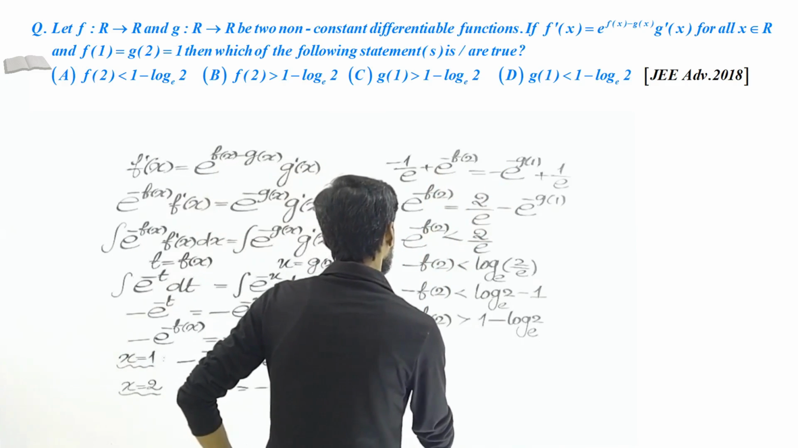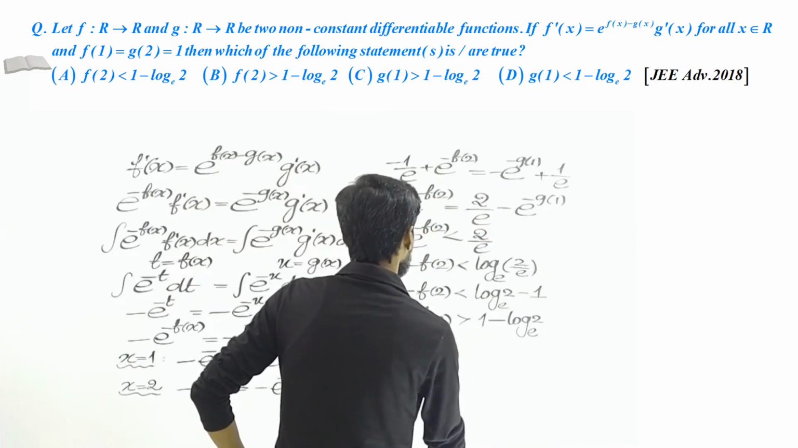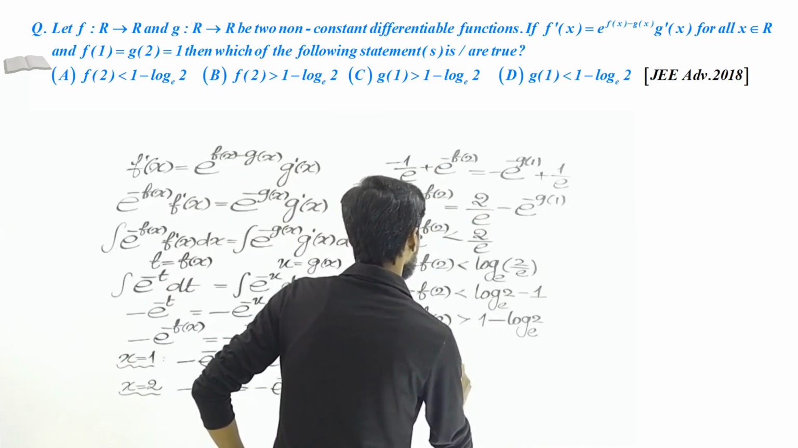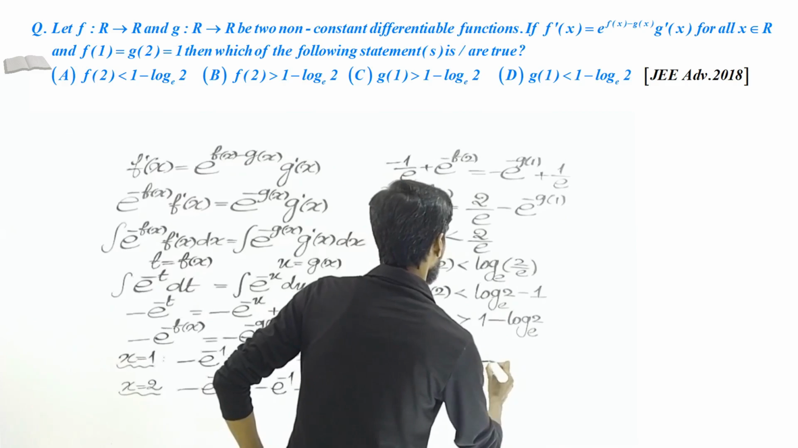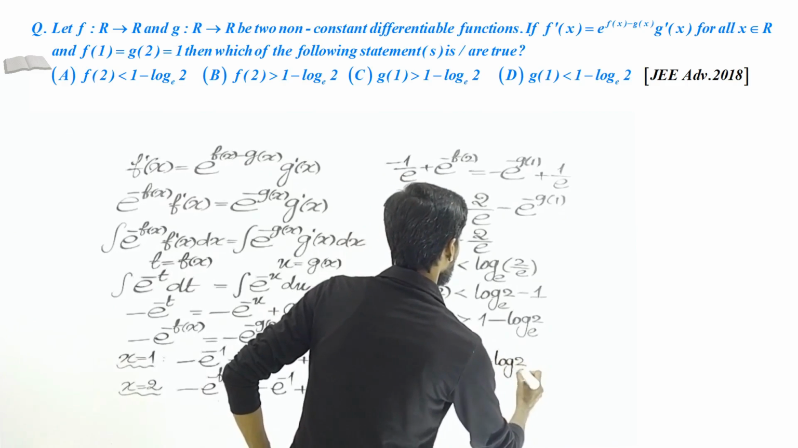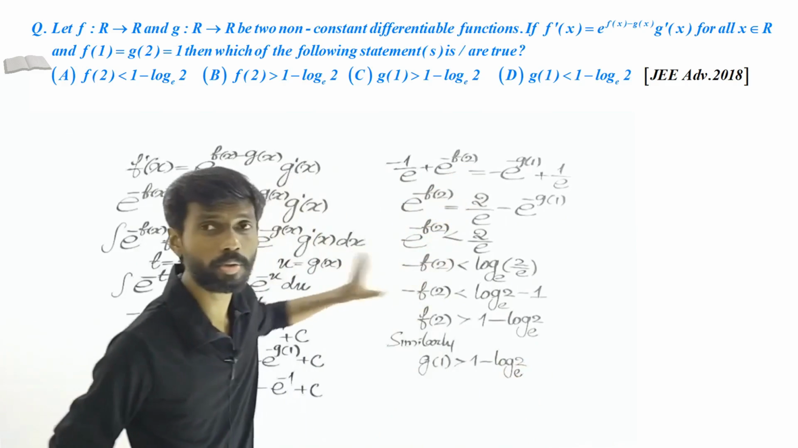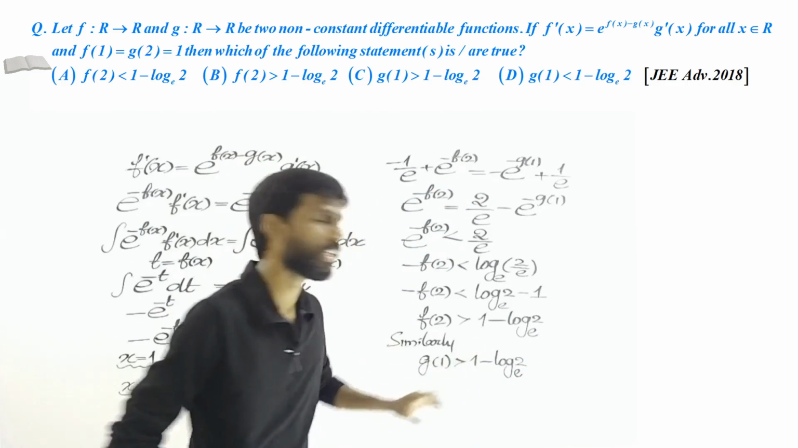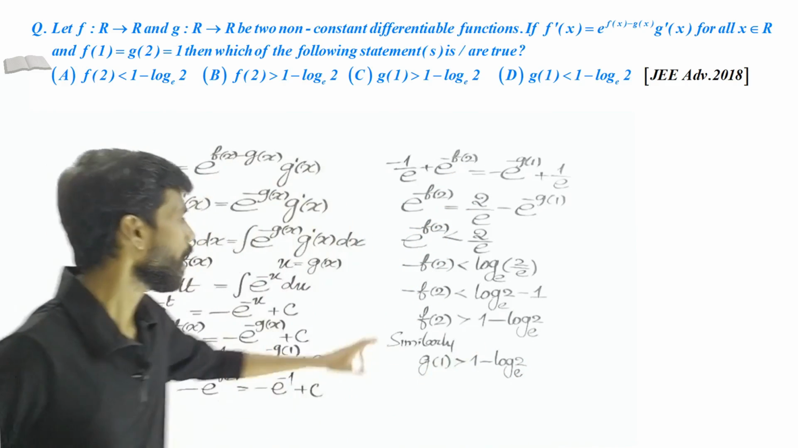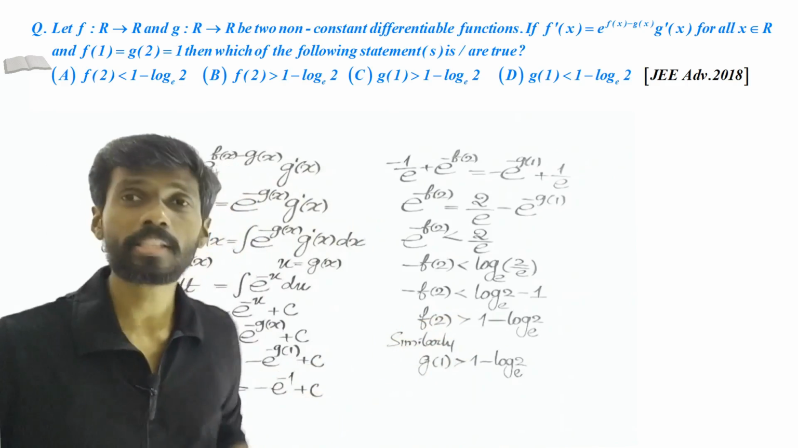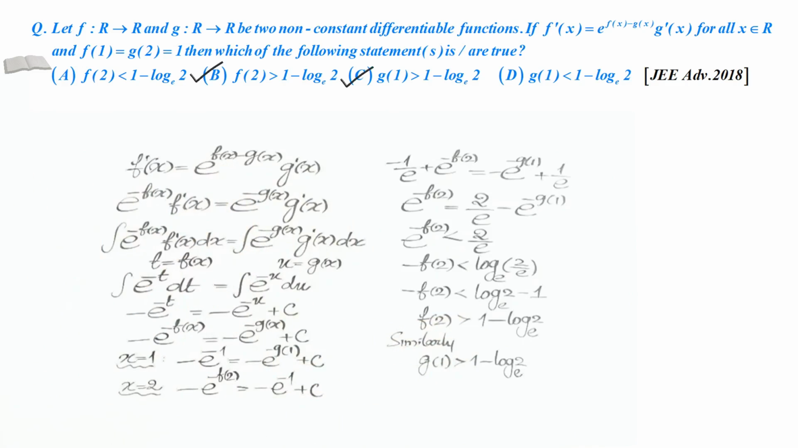So similarly, g of 1 is also greater than 1 minus log 2 base e, right? Because there is no difference, almost the same steps you have to do. Okay, so g of 1 is greater than 1 minus log 2, and similarly f of 2 is also greater than 1 minus log 2, so that is the answer.